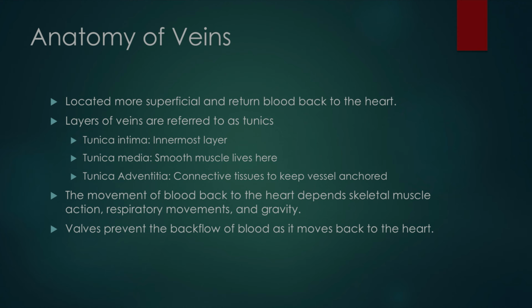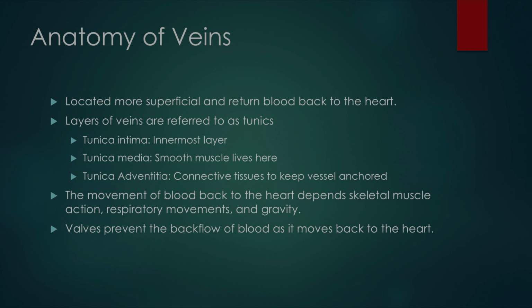Smaller veins contain less smooth muscle than larger vessels. The tunica adventitia is the outer connective tissue layer that helps anchor the vessel and also contains small arteries and veins that supply the vessel wall.